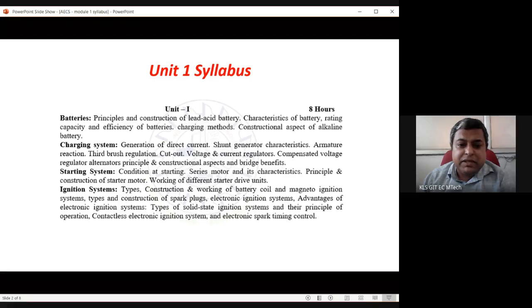Do you know the blood pressure medicine? Why do we take blood pressure medicine? What does it do actually? Blood pressure medicine or sugar medicine, what does it do?